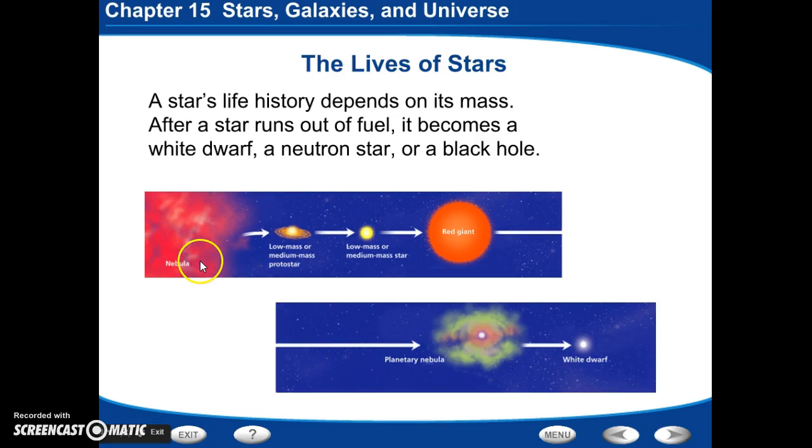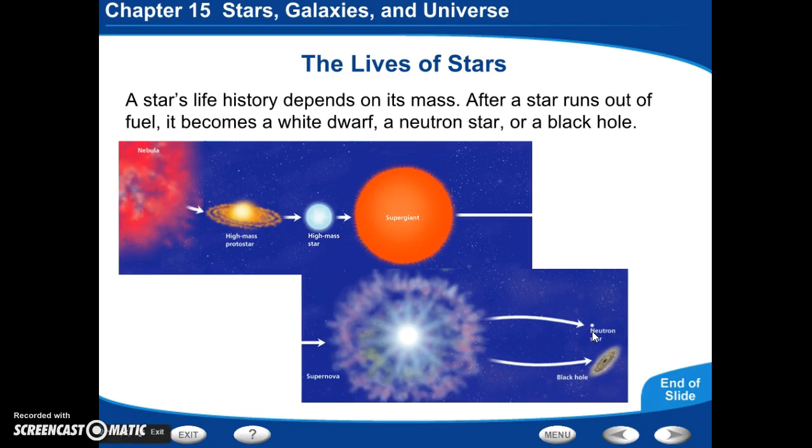So you've got this nebula here, and you can go to a low mass star, and then that can turn into a lower medium mass star. It condenses here. It can get to a red giant. It continues over here, moves into a planetary nebula, and then it can turn into a white dwarf. After it runs out of fuel, it becomes a white dwarf, a neutron star, or a black hole.